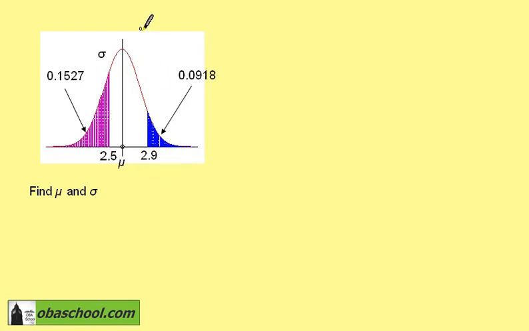Here we have a normal distribution for which we know neither the mean nor the standard deviation. So we just write that x is a normal distribution with mean mu and variance sigma squared. We do know some information pertaining to areas, however.